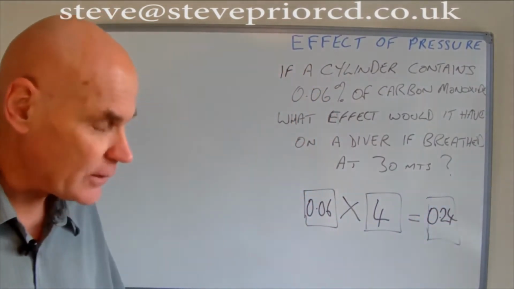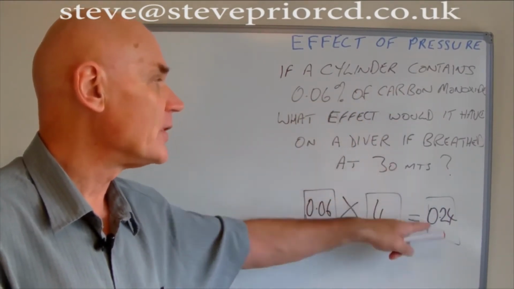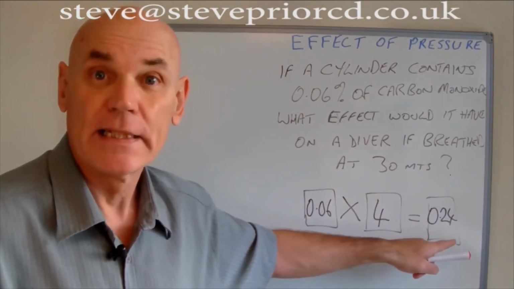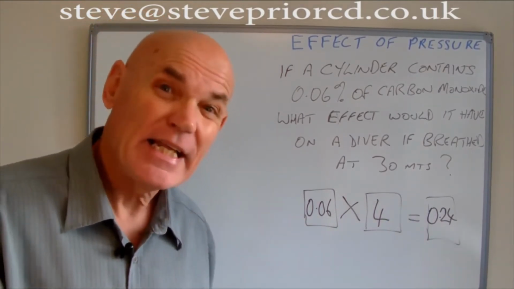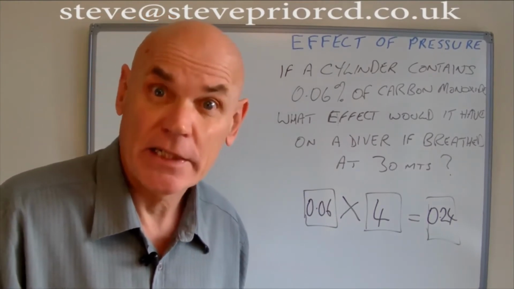Okay, so the answer to the question is that the effect that this carbon monoxide would have on the diver at 30 metres would be 0.24%. Again, the answer. Can you see how these boxes are making it much simpler to get these questions right? Let's have another go.